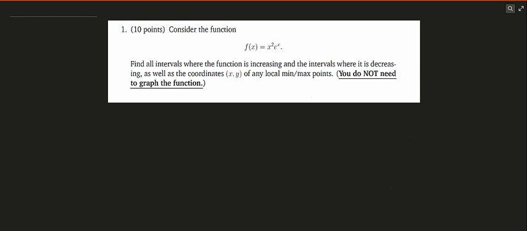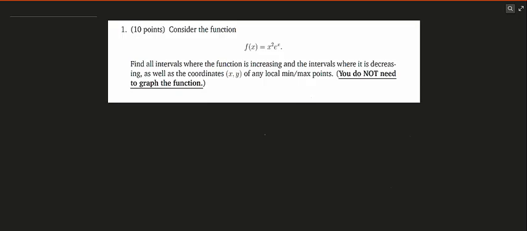We'll be solving our mock exam in preparation for the real one. The first problem reads: consider the function f of x equals x squared times e to the x. Find all intervals where the function is increasing and the intervals where it is decreasing, as well as the coordinates x and y of any local min max points. You do not need to graph the function.